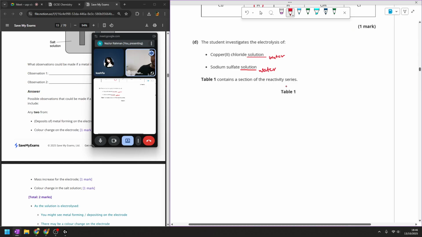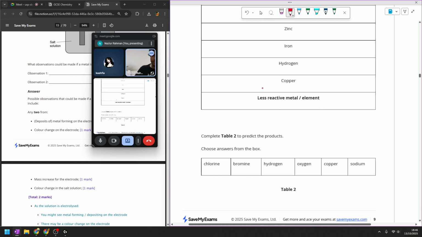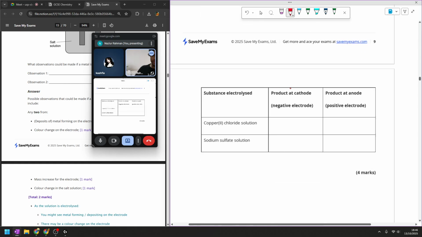So table 1 shows the reactivity series. So the question is saying, what product is formed? So this is what we're electrolyzing, copper chloride solution, sodium sulfate solution. What do we make at the cathode? What do we make at the anode? Take your time. Think it through. You can write things down if you think it helps.